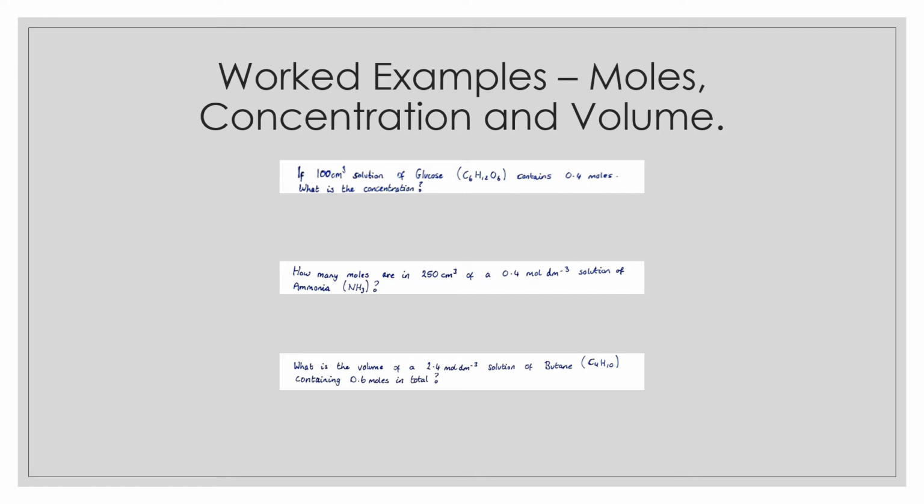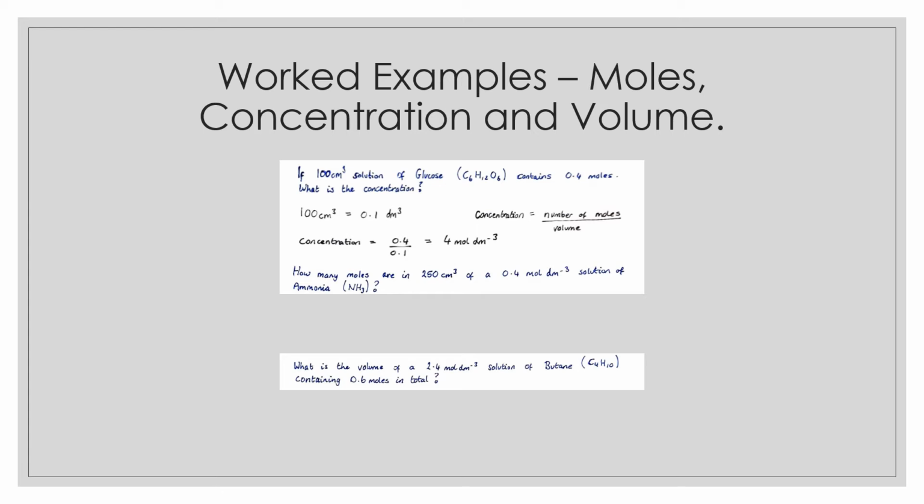Okay then, so first things first. 100 centimeters cubed is equal to 0.1 decimeter cubed. This is the first quantity we need. Secondly, we have 0.4 moles in total. This is the second quantity we need. Using our equations, we know that number of moles divided by volume equals concentration. 0.4 divided by 0.1 is 4. Therefore, the concentration is 4 moles per decimeter cubed.